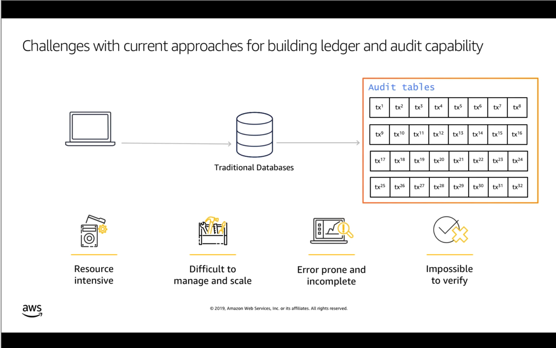Also, another really important point is that a relational database is not inherently immutable, which means that a record can be updated or overwritten. So there is no way to verify that someone who has full access to the system has not accidentally altered the data.